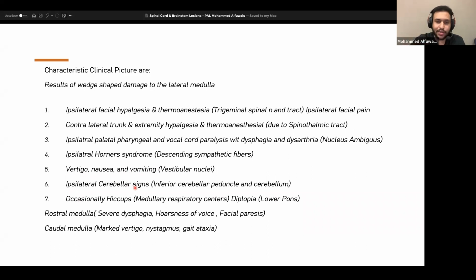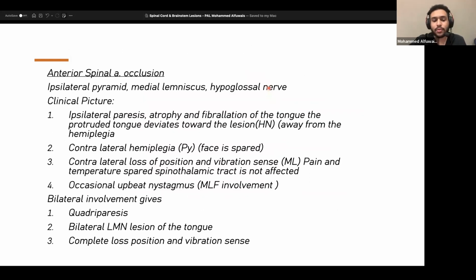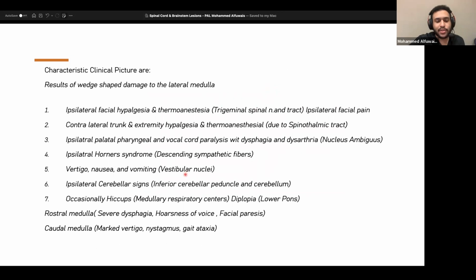Cerebellar signs. I forgot to mention this, but because of the inferior cerebellar peduncle, which will basically be over here, it will go to the cerebellum. So if you have damage to this, you'll have cerebellar signs, for example ataxia. The other thing is the spinocerebellar tract, which will also be lateral, as we mentioned in the rule of 4. So because of this, you'll also have ataxia, okay?